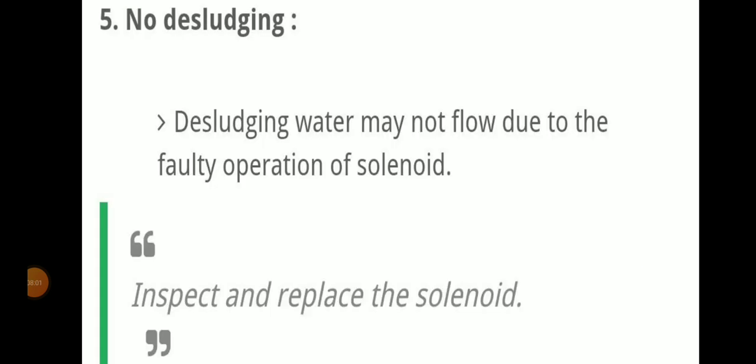No discharging: discharging water may not flow due to faulty operational solenoid. There may be some reason for not discharging. So we need to inspect and replace the solenoid.